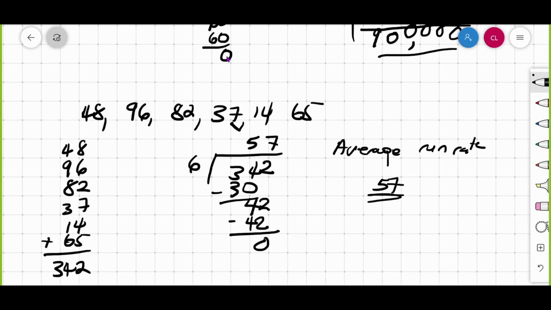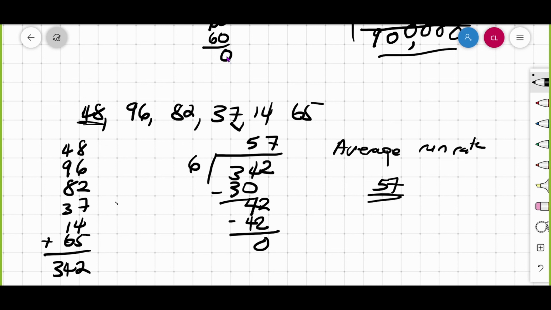Now average is not going to be exact, because look at this. In the first innings he made 48. 48 is less than what? Less than 57. Then in the second innings he made 96, almost twice as much. He made 80 something again, much more than the 57. Then he made less, then he made less, then he made a little more. Understand? So the average is not going to be exact, but it gives you an idea. It might be a little more or it might be a little less.